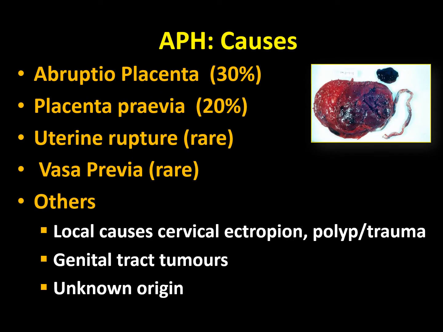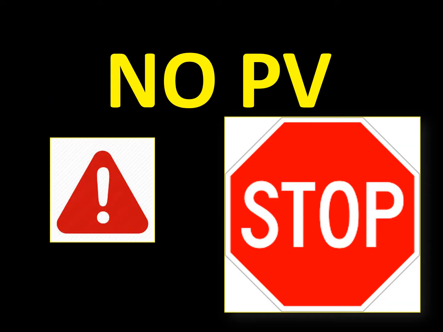Causes of antepartum hemorrhage include abruption of placenta, placenta previa, uterine rupture as a rare cause, vasa previa, and other local causes: cervical ectropion, polyp, genital tract tumors, and unknown origin. Remember, always when you have a pregnant woman presenting with antepartum hemorrhage, not to do a PV. Don't do vaginal examination. No digital vaginal examination is allowed till you localize the placenta.